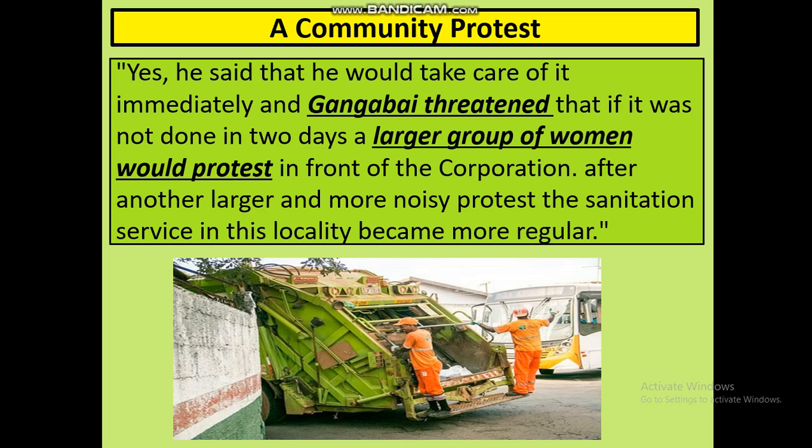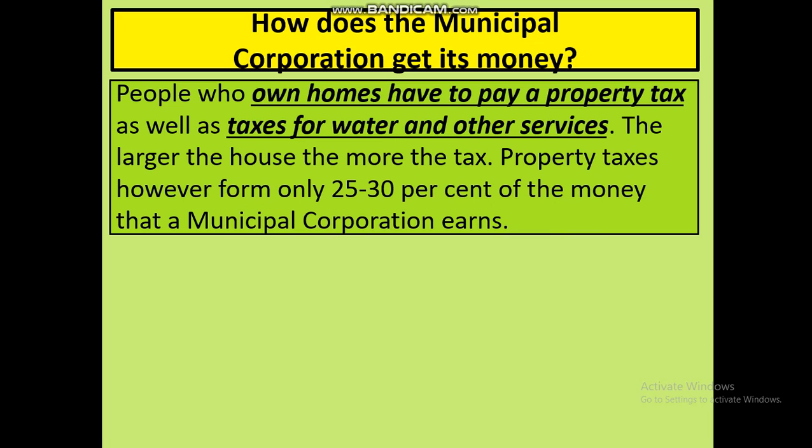approve their demand, and from the next day onwards, the commissioner sent many garbage trucks to Gangubai's area, Gangubai's colony also, to collect the garbage from there also. And this way, Gangubai and the other members of her group won by doing this community protest.